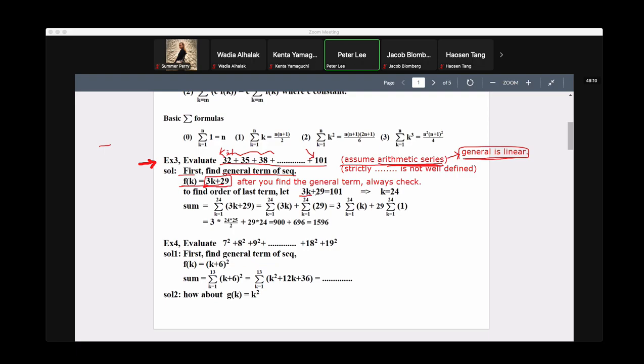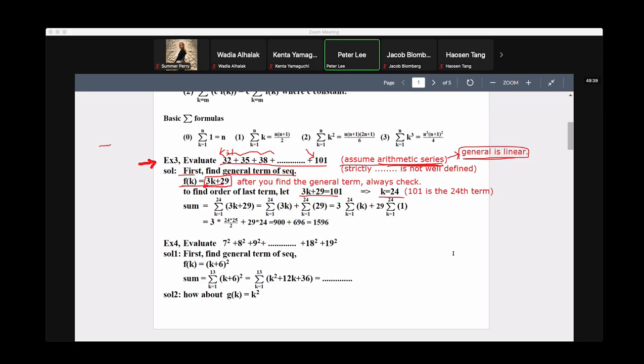Let 3k plus 29 equal 101, and then you get k equals 24. That means the last term, k equals 24, what does that mean? That means the term 101 is the 24th term. That's what I'm trying to say. So we have 24 terms in the series. The total number of terms is 24, or you can say that the last term is the 24th term.